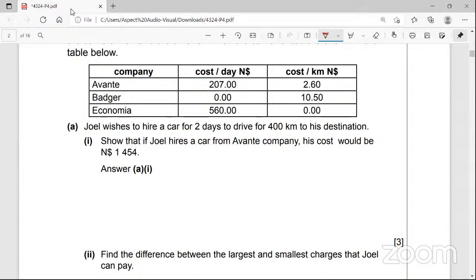So what you are going to do, if it's hiring from this company, is this is the cost per day, and this is the cost per kilometer. We are hiring for 2 days, right? So we say 207 multiplying by 2 because it's 2 days, plus again the charges.